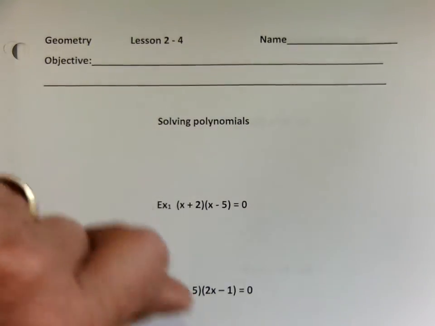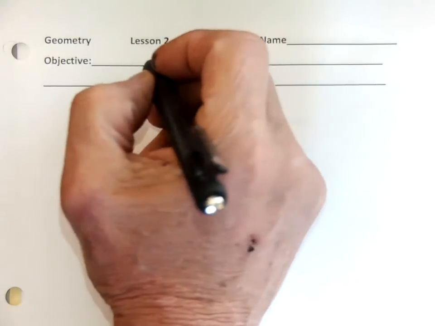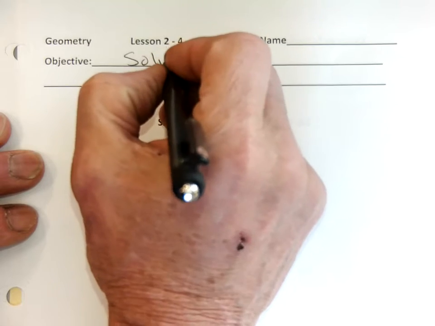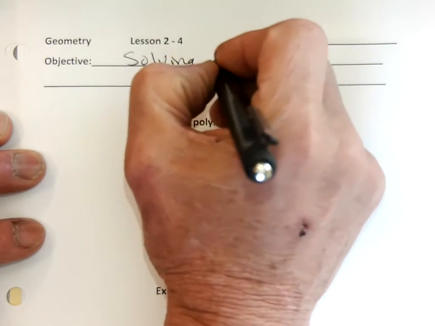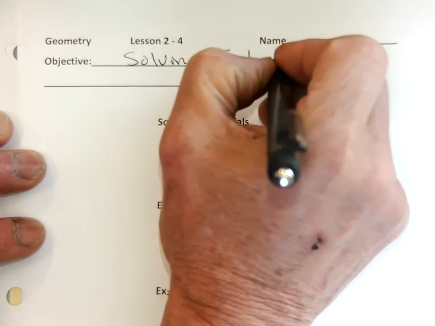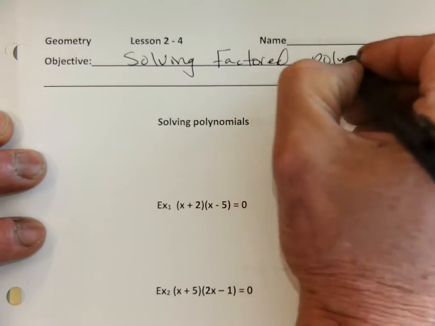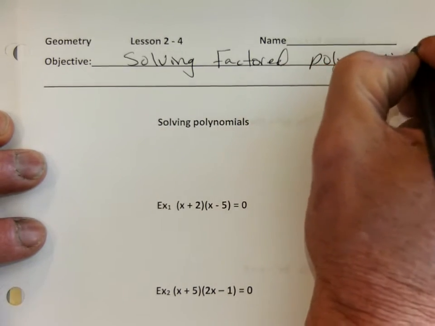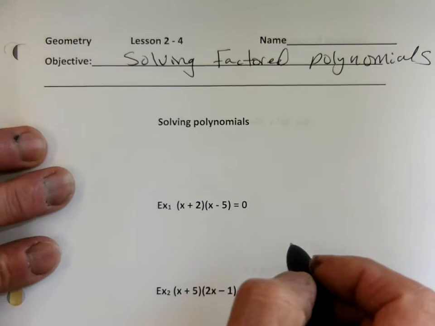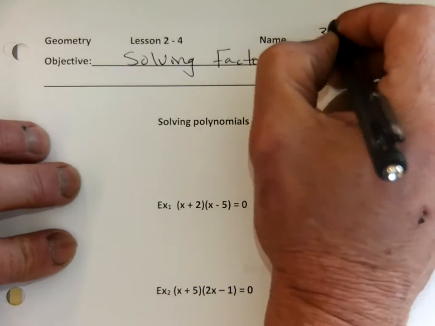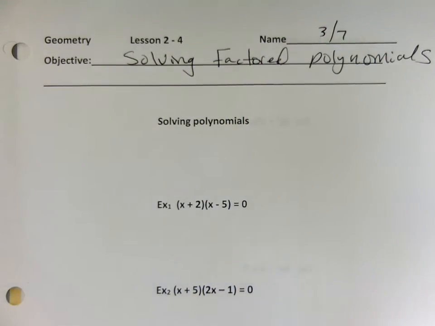Alright, so what we're doing today is solving factored polynomials. Okay, what does that mean? Well, we just got done factoring. And when we did our factoring, it made our problems look like this.